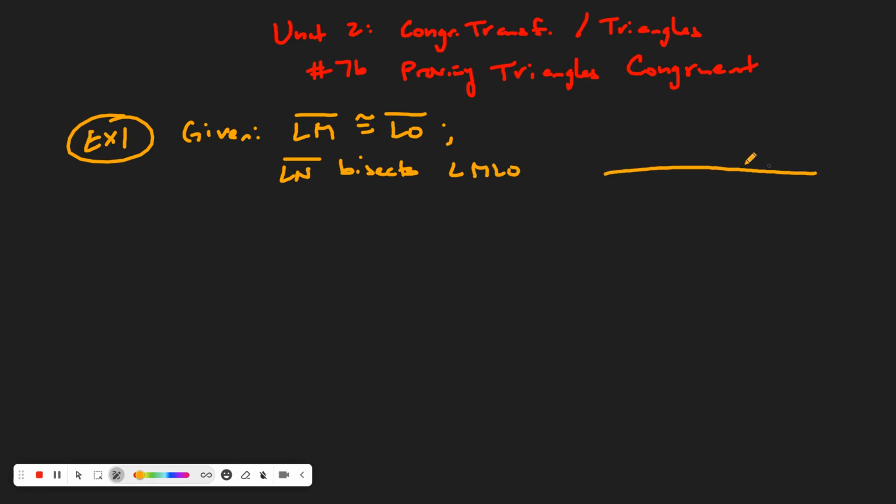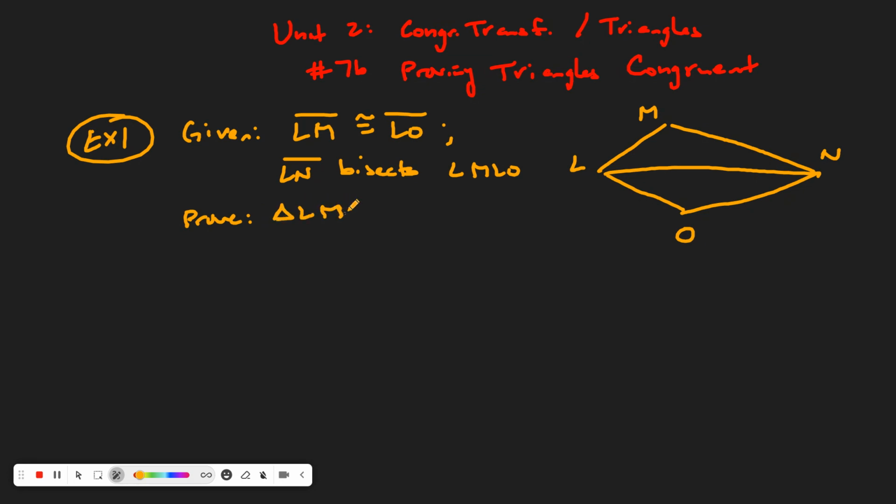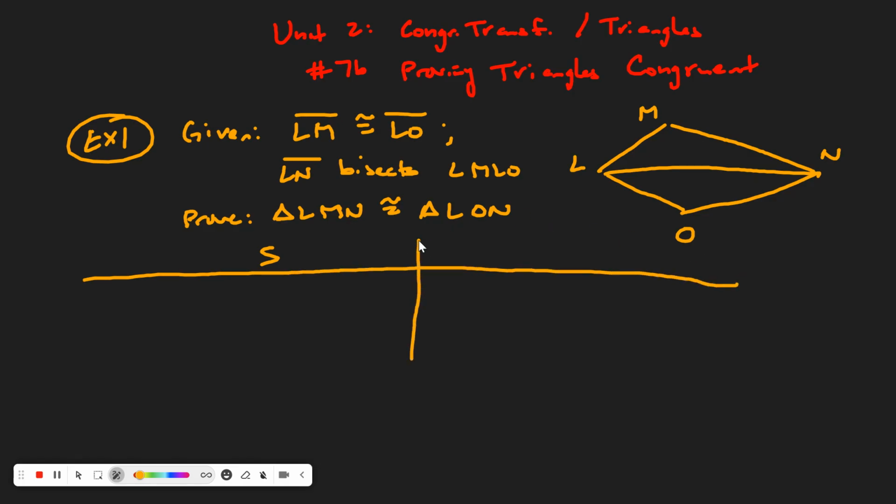And here's our pictures. We have this segment here, we have this triangle up here, we have this triangle down here. So this is L, M, N, and this is O. And our goal here is to prove that triangle LMN, the top triangle, is congruent to triangle LON, the bottom triangle. So I will set up our proof. I'm not going to put statements and reasons. I'm just going to put S and R. So there's my statements box. There's my reasons box.